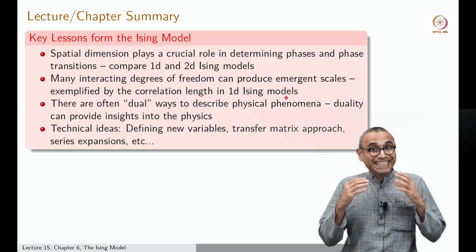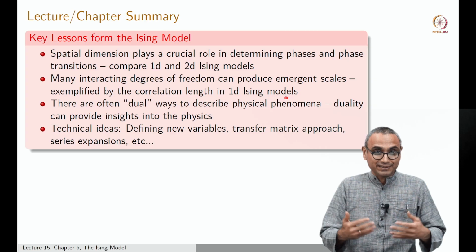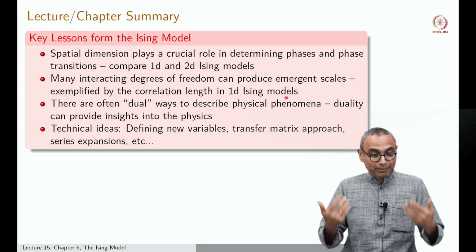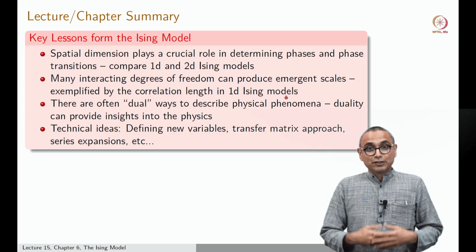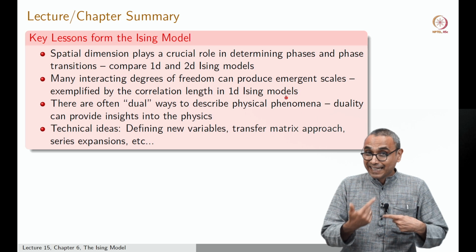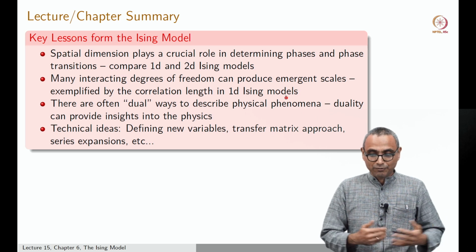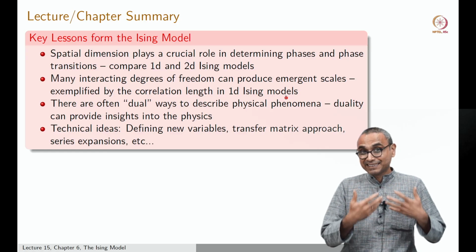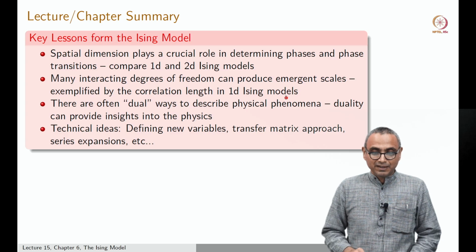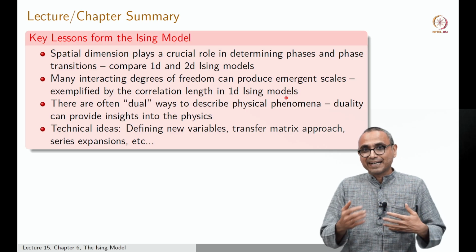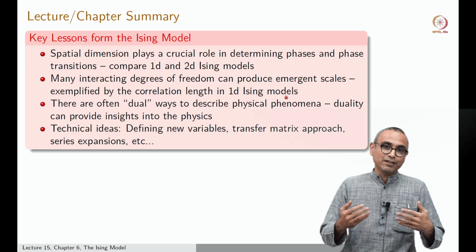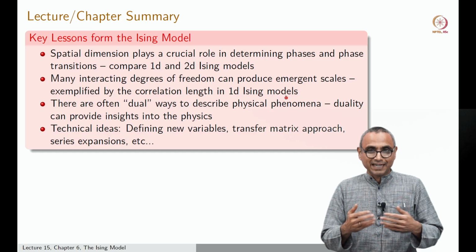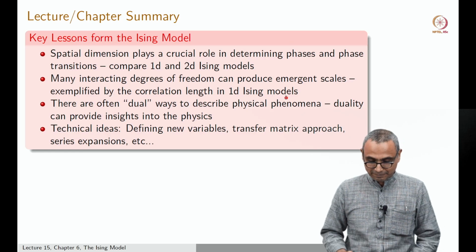We have also learned many technical ideas which are useful for us to do calculations, to make quantitative estimates, to compare with experiments and so on. So for example, we learned the trick of defining link variables. That's an important trick of doing some sort of variable transformation. We learned about the transfer matrix approach. We learned series expansions and so on. So these are all very useful analytical tricks, and if in your research or your work you're faced with any problems related to the Ising model, you could try some of these tricks.